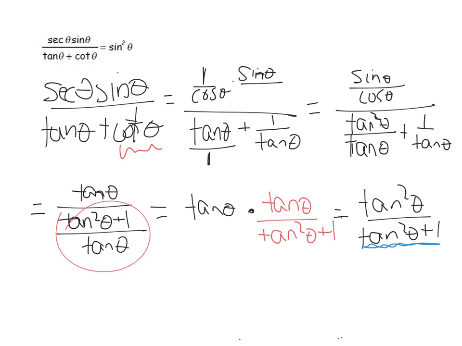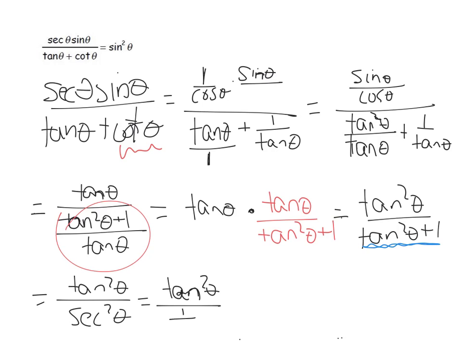The only thing I can think of right now is tangent squared plus 1 is the same thing as secant squared. So I've got tangent squared over secant squared, which is tangent squared over 1 over cosine squared theta. Then I'm going to do two things at the same time because I'm running out of space. This tangent squared, I'm going to change back to sine squared over cosine squared.